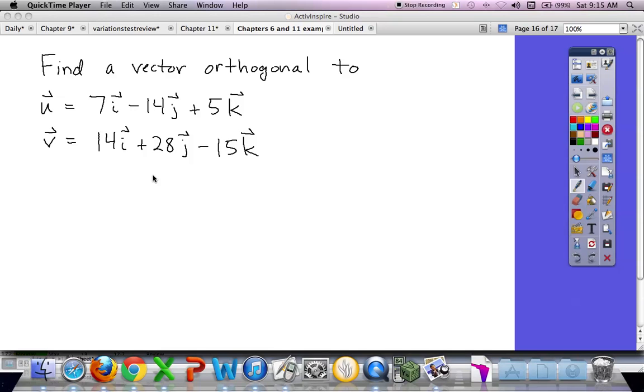Right? These two vectors are two vectors in space. One's pointing in one direction, one's pointing in another. They lie in the same plane, whatever that plane is. And when you take a cross product, you should get a third vector, which is perpendicular to both of the original vectors. Right? Again, so when you see these directions, find a vector orthogonal to, that's what it's asking.